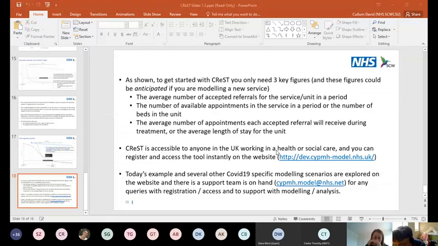It's modeling the whole pathway, so the wait time is from referral to first appointment. But the assumption is that first appointment is the first appointment in a pathway, and we're modeling the pathway. And in fact, what it's figuring out is, are there enough pathways becoming free each week to pick up the new referrals? So that's the question it's answering.